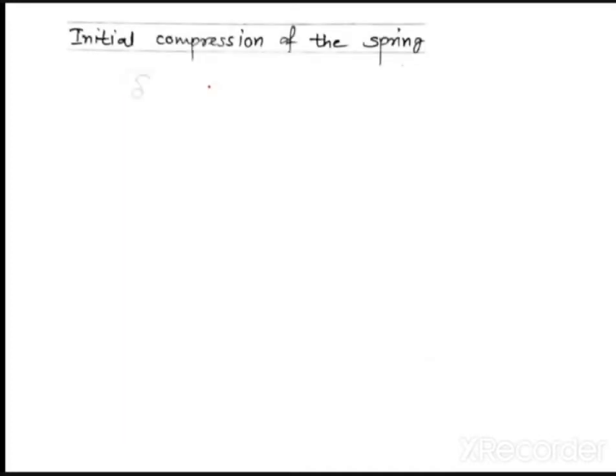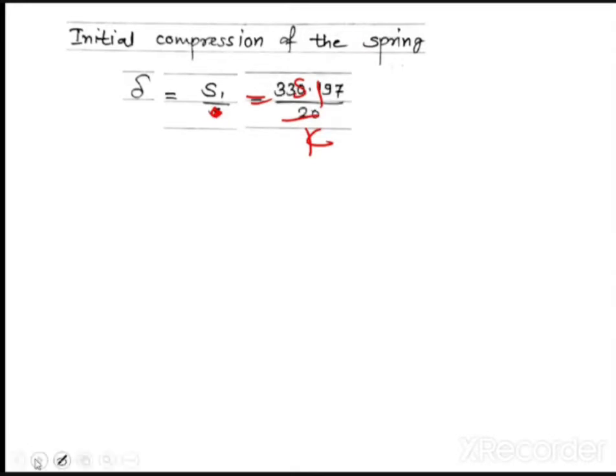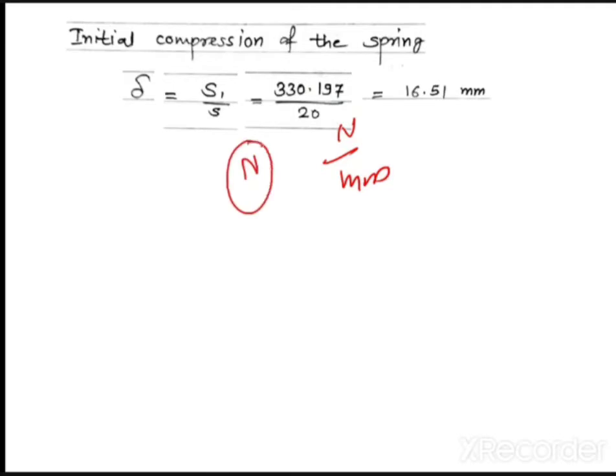Now, initial compression of the spring, what is the formula? Initial compression of the spring is given by del. Del is equal to S1 upon K. It is not S, it is S1 upon K. So what is the answer? The answer is 16.51 mm. K I have taken in Newton per mm. K is 20 Newton per mm, and this S1 is in Newton. So Newton will get cancelled and you will get the answer in mm. So del is equal to 16.51 mm. And now governor effort.